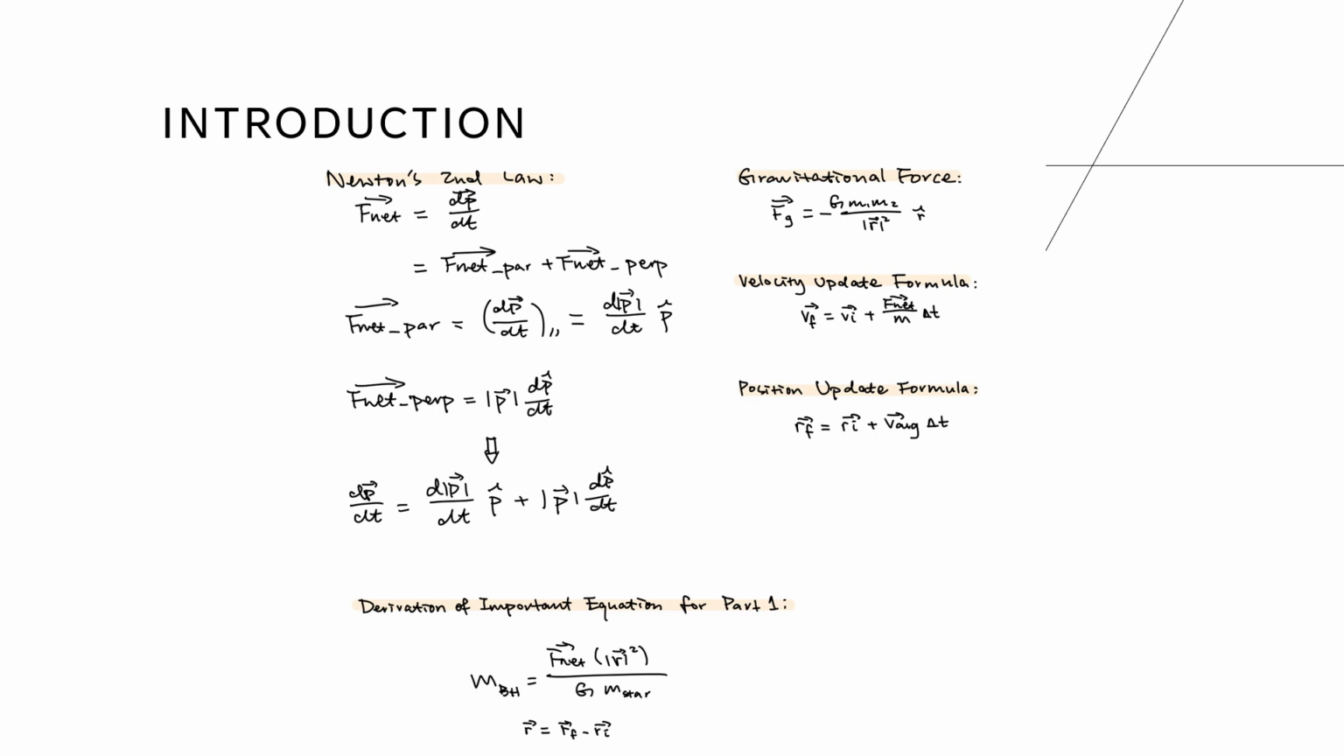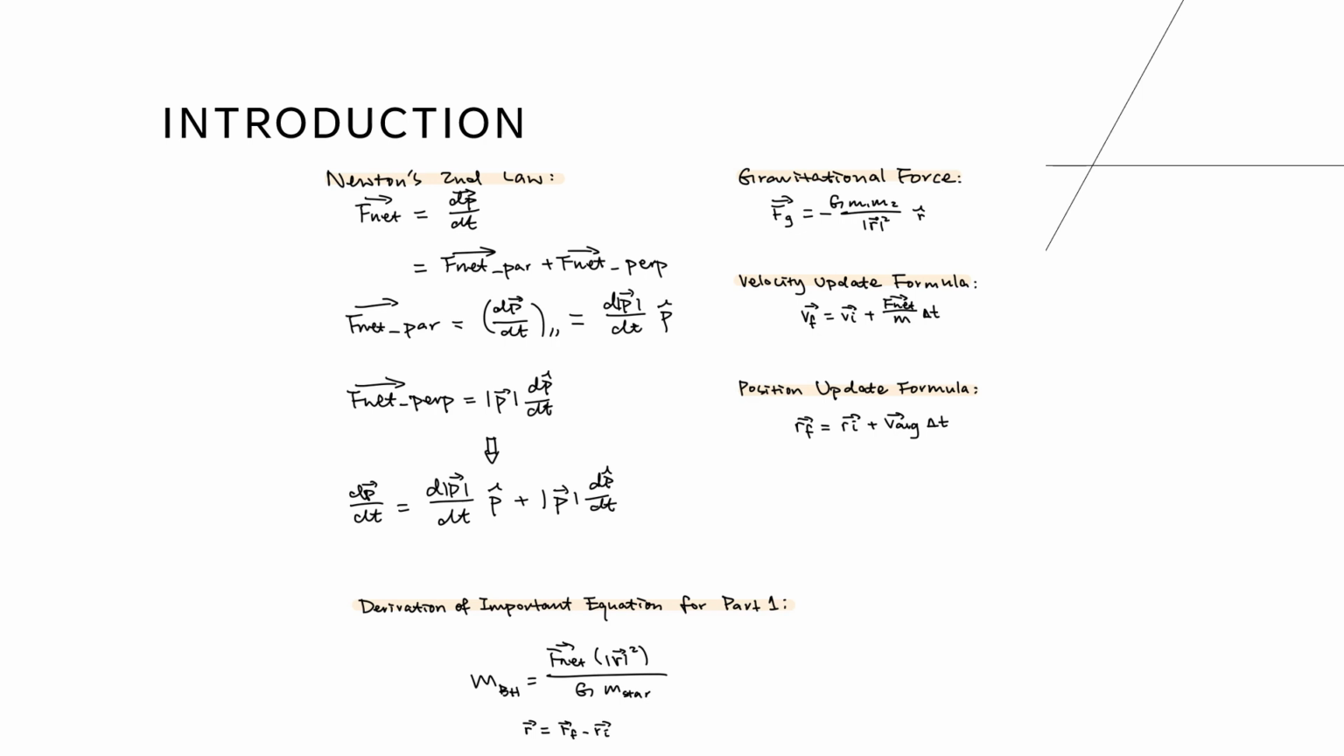Then, since we are simulating motions between stars, we will be using the gravitational force formula, indicated by Fg equals negative G constant times the two masses over the square of the magnitude of the radius between the stars, times r hat. Using this can help us to derive an important equation for part 1, which is at the bottom. It's calculating the mass of the black hole, which is equal to the net force times the square of the magnitude of the radius over G times the mass of the star.